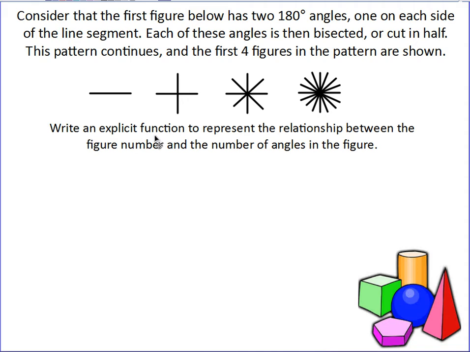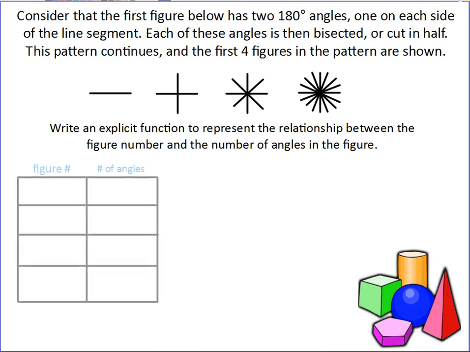We're asked to write an explicit function to represent the relationship between the figure number and the number of angles in the figure. By figure number, we mean figure 1, figure 2, 3, and 4. And of course, we can see and count the number of angles that each figure has. So to start with, I'm of course going to create a table.